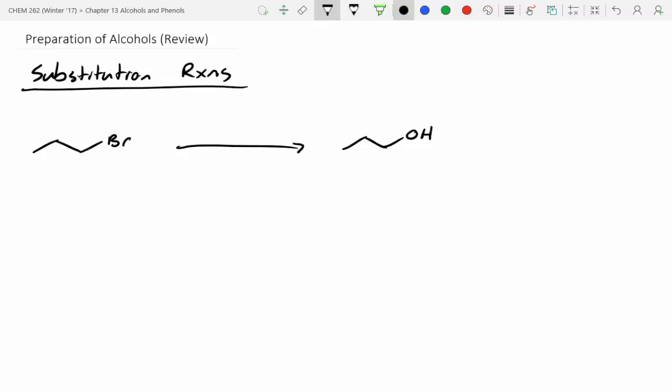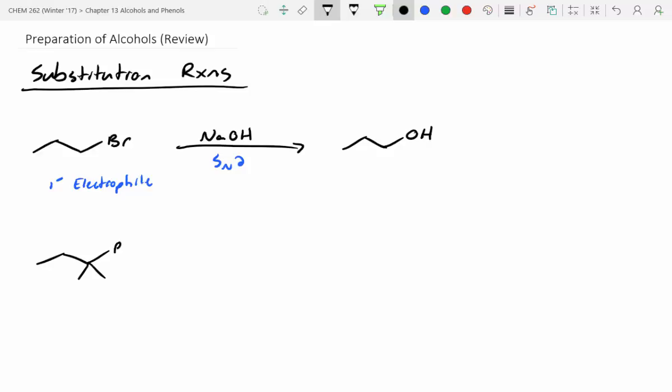Yeah, absolutely. If we look at this, I'd say this is our primary electrophile. Is this going to be an SN1 or SN2 reaction? SN2. So we'd want a strong nucleophile, something like sodium hydroxide would work well. If we throw in sodium hydroxide, this would be an SN2 mechanism, and we can make an alcohol this way. Pretty easy and straightforward.